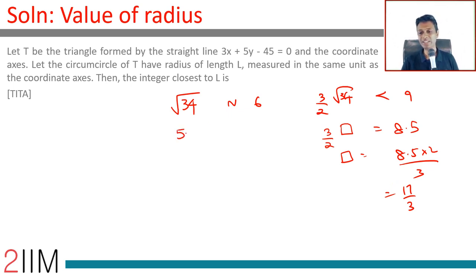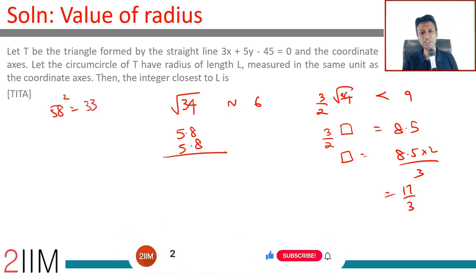34, square root 5.8. 5.8, you're going to be given a calculator, so don't worry about it. But 5.8 square, 58 square, I think it is 3364. So 33.64.